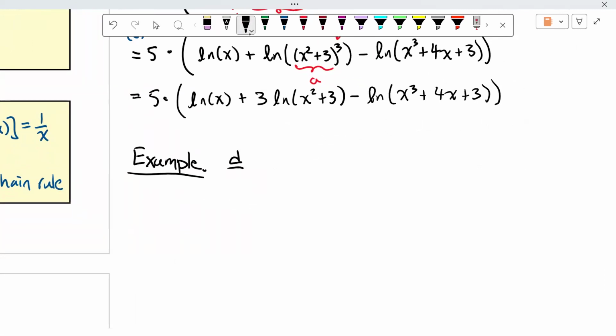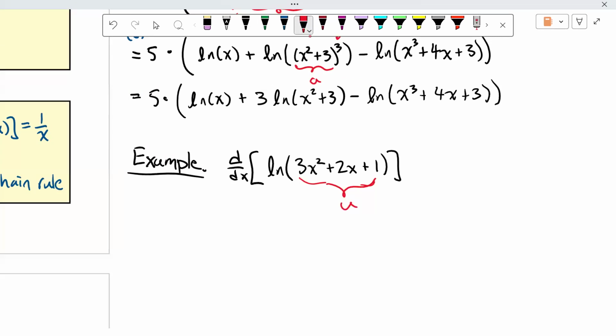All right, so imagine you were asked, take the derivative of natural log of 3x squared plus 2x plus 1. Well, what would that be? Well, you just identify this thing here as your u. And what's your u prime going to be? Well, it'd be 6x plus 2. That's my u prime. This is my u. That's it. All done. I don't know, did you like that? It's not that bad. Not that bad in the grand scheme of things.